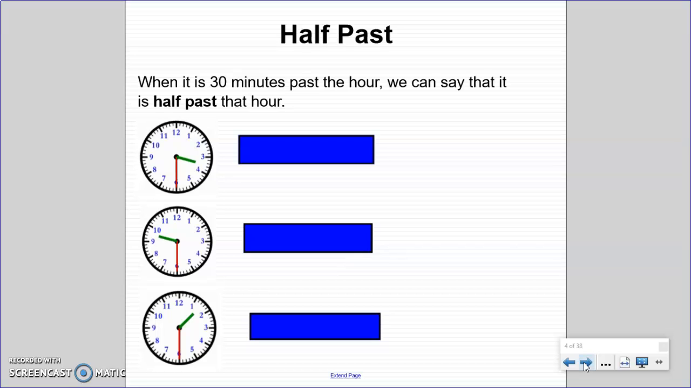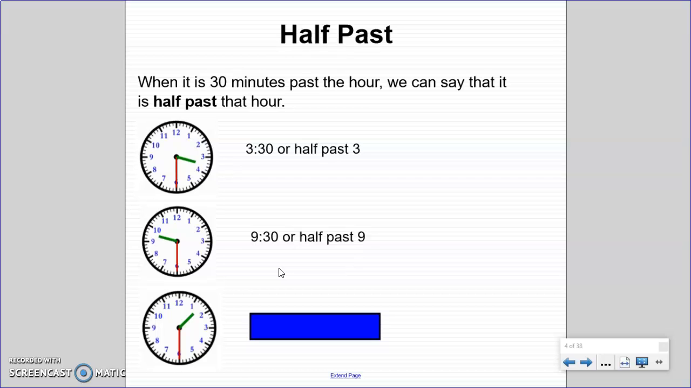When it is 30 minutes past the hour, we can say that it is half past that hour. For example, looking at this clock, the minute hand divides the clock in half. It's 30 minutes after 3. We would say this time as 3:30, or some might say half past 3. Looking at the next clock, again, our minute hand is at the 6. It divides the clock directly in half. This time is 9:30, or half past 9.